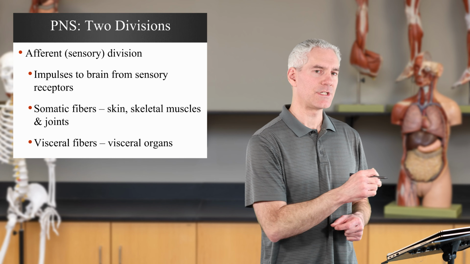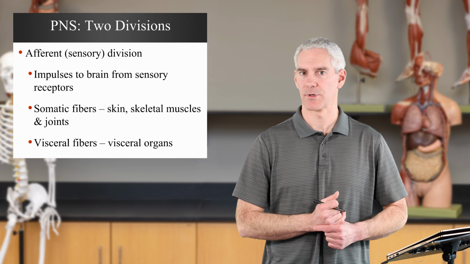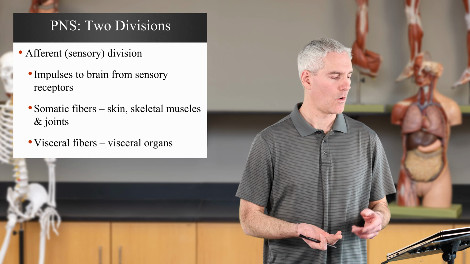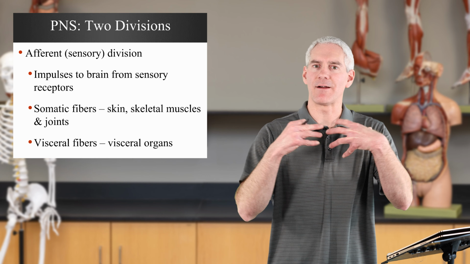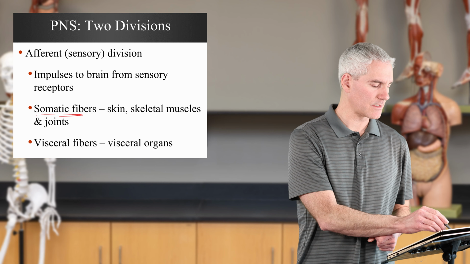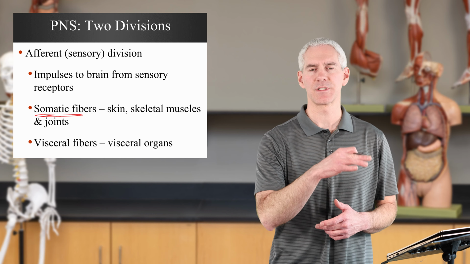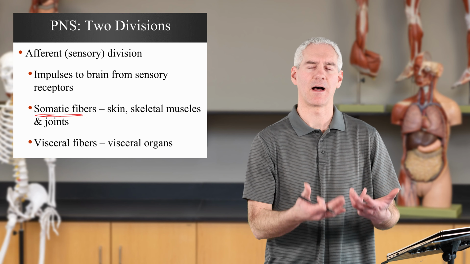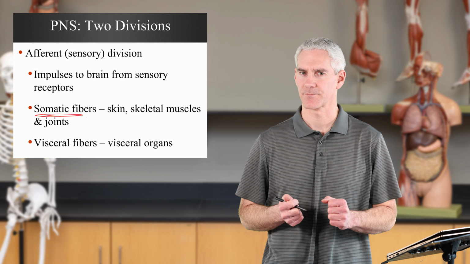But now we're looking at two different divisions of the peripheral nervous system, the PNS. We have first up the afferent, or the sensory division. This is all the inputs, everything that's coming into the brain and spinal cord. You're going to have some of these what are called somatic fibers. Somatic fibers coming from your skin, your skeletal muscles, coming in from things that are more voluntary control a lot of times. Things that you're moving, that you're adjusting.